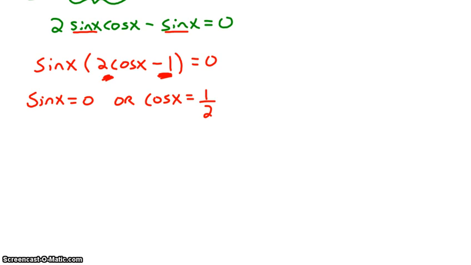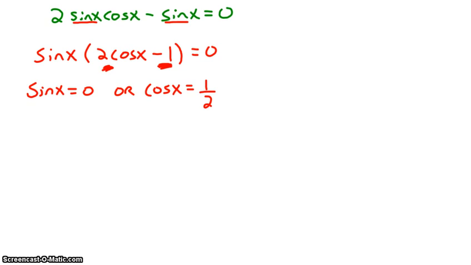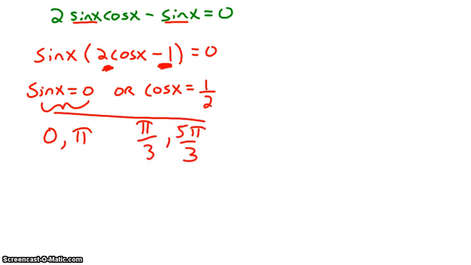Now where do these two things take place? Well, for my sine x equals 0, it happens at both 0 and pi. Remember, sine x is considered the y value on a circle centered at the origin. If we look at the cosine, we will have the values of pi over 3 and 5 pi over 3. So there are my 4 solutions for this problem.